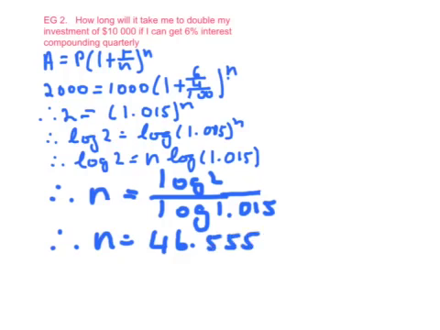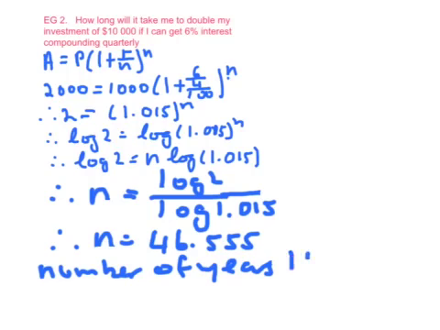Now it's important to remember here, very important to remember, that this n is relating to quarterly periods, right? It's not going to take me 46 years to double my money. So because it's in quarterly periods, what you do is you divide by 4 and you get number of years. Let's be explicit about that. Number of quarters, sorry, number of years is the number of quarters divided by 4, so it's 11.639 years.